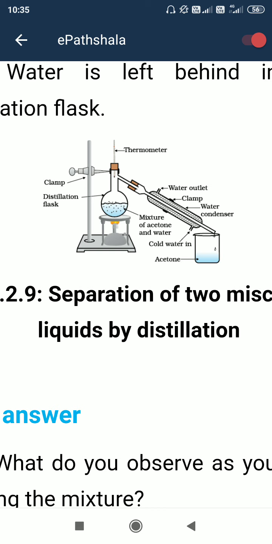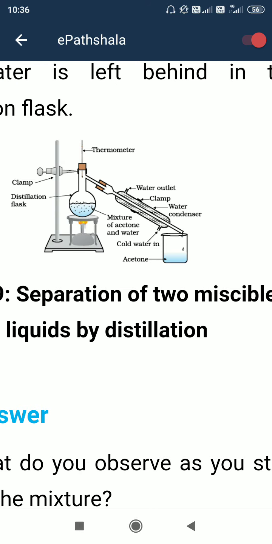So a mixture of acetone and water was inside this distillation flask. After reaching a certain temperature, what is collected? Acetone, because acetone has a lower boiling point, so it will evaporate fast. Once the acetone evaporated, it went to this side, and on this side a condenser is attached. Condenser means that it supplies a low temperature.